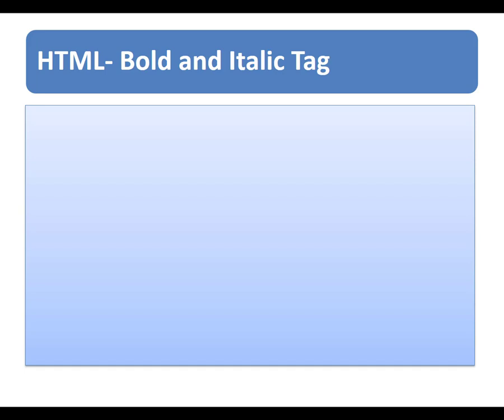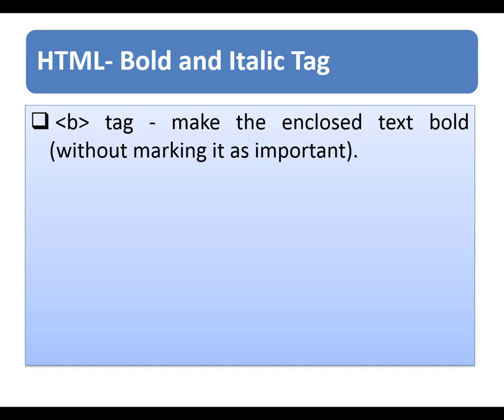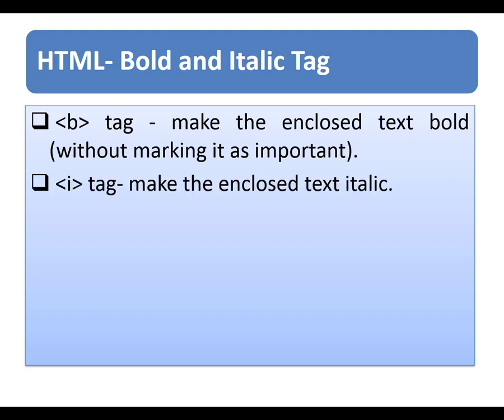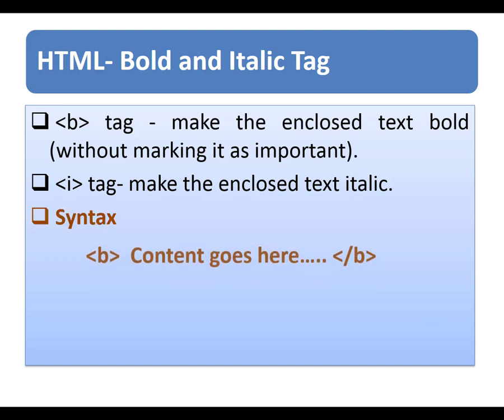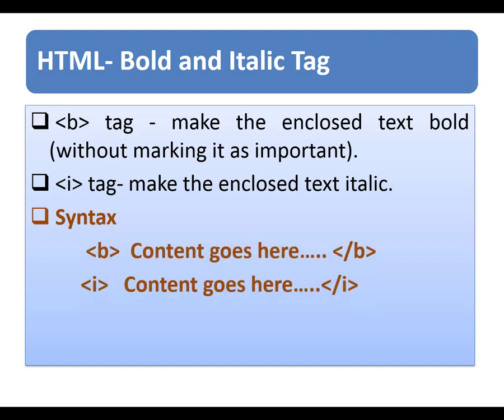The first tags are bold and italic. To make the text bold, we use the B tag. The I tag, that is the italic tag, is used to make the enclosed text italic. This is the syntax of the B and I tag. Both tags have a starting and ending tag and the content goes between them. The effect will be applied to the content which goes between the opening and closing tag.